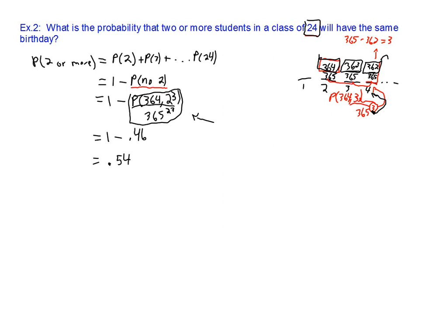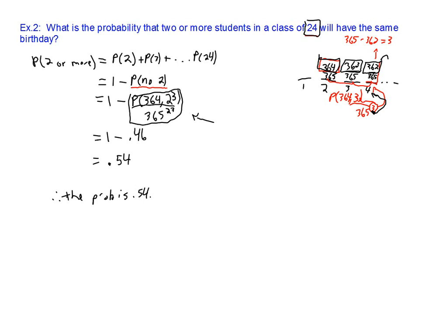That means that in a class of 24 students, there's a 54% chance that two or more people will share the same birthday. Therefore, the probability is 0.54, pardon me, or 54%.